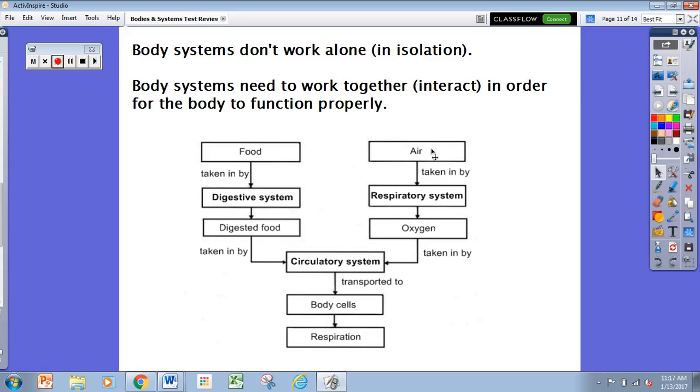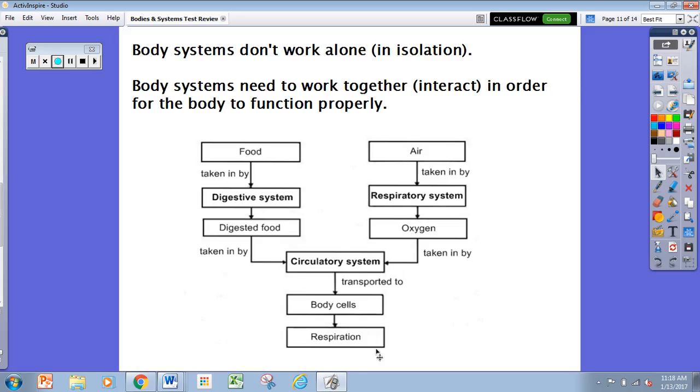On this side, when you breathe, air is taken into your body, into your lungs, by your respiratory system. The respiratory system pulls out the oxygen, and as the blood passes over and around your lungs, the oxygen moves into your circulatory system and is carried around your body and dropped off at your body cells again, so that in your individual cells, in the mitochondria, cellular respiration can occur.